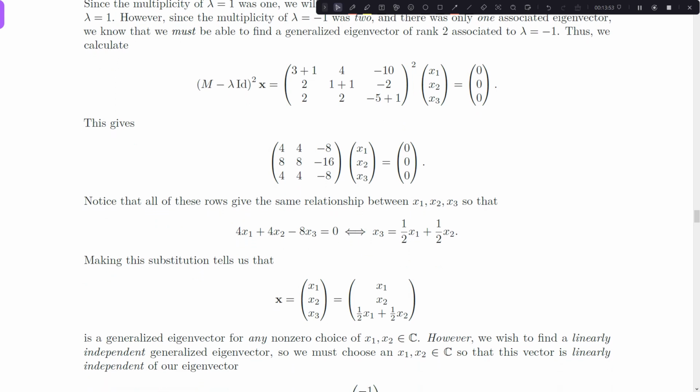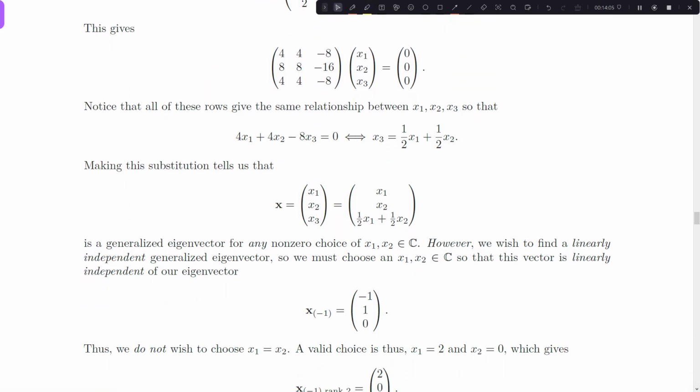However, we actually have a second condition which helps us out here, and that's that we need a linearly independent generalized eigenvector. Linear independence means that whatever we choose here for our generalized eigenvector cannot be dependent on the eigenvector that we've already found, which was -1, 1, 0. So to make sure they're linearly independent, I need to make sure that this, which is saying x1 equals x2, doesn't happen. Don't let x1 equal x2.